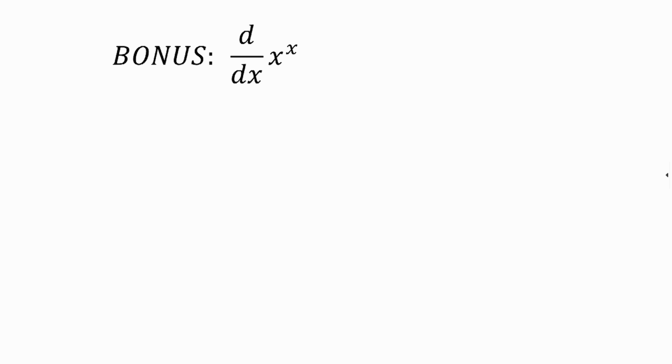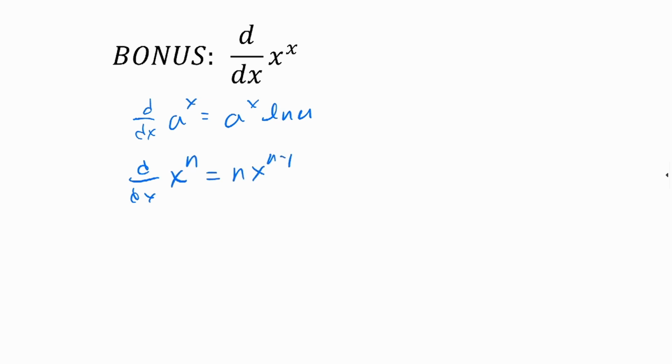All right, little bonus problem here, derivative of x to the x. Now, remember that a to the x's derivative is a to the x ln of a, and the derivative of x to the n is equal to n times x to the n minus 1. But there's no rule for when the exponent and the base are both variables, so we actually can't use any of these formulas here. This is not allowed.